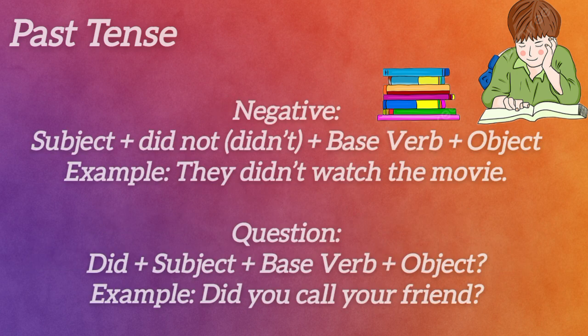Negative: subject plus did not, didn't, plus base verb plus object. Example: they didn't watch the movie. Question: did plus subject plus base verb plus object? Example: did you call your friend?